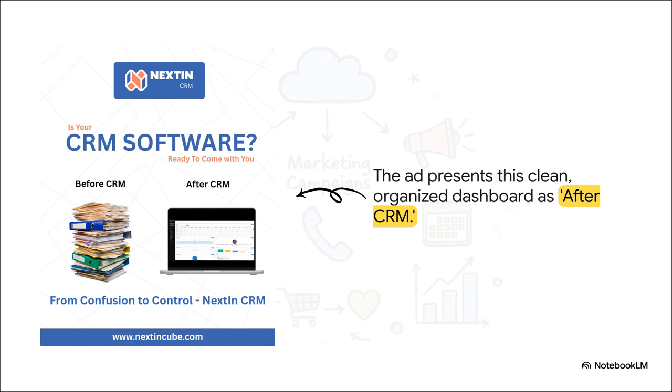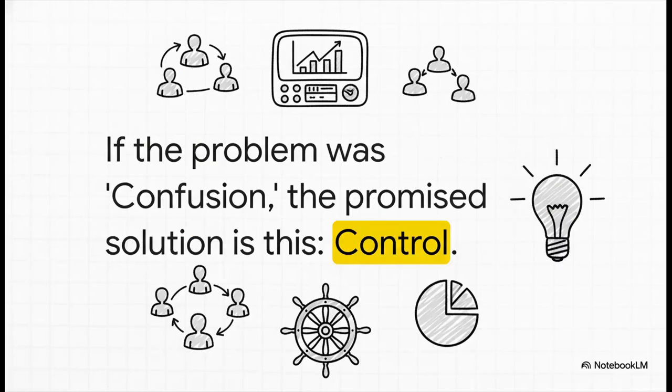You can see your sales pipeline, track how your marketing is doing, and pull up a complete history of every customer interaction all in one place. It's not just about looking modern, it's about having all that vital information right at your fingertips, ready to go. So if the problem was confusion, the solution they're promising is this: control. It's the ability to see everything, to understand the trends, to manage all your relationships with real clarity and purpose. It is the complete and total opposite of the chaos we saw before.